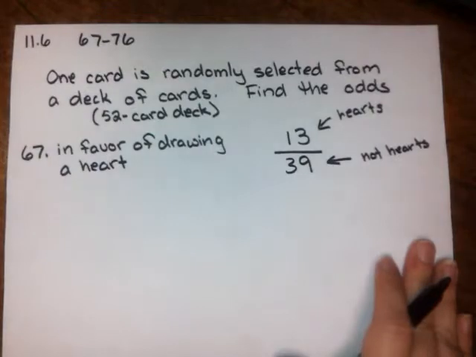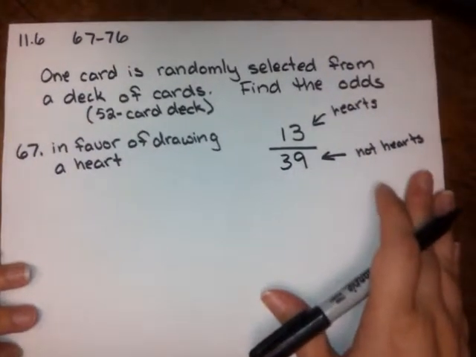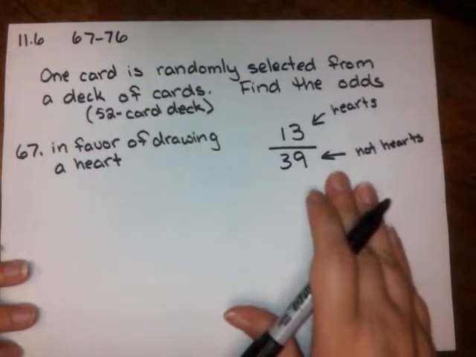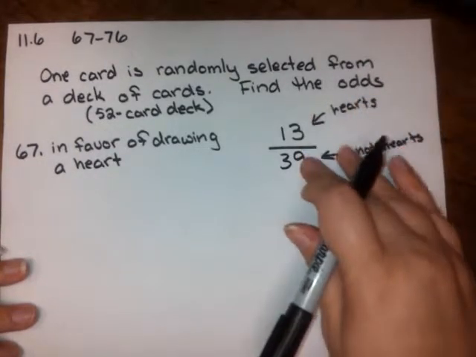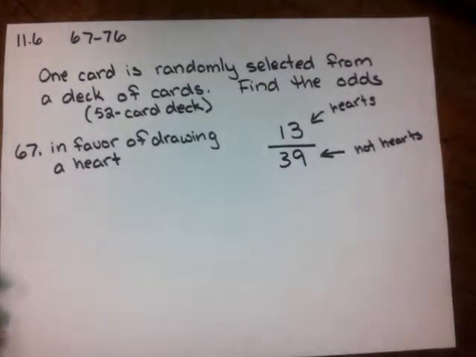So if you add together the successes and the failures, you should get all of the possible outcomes. And that's going to be important to know for some other questions in the future, but it's also a good way to check yourself. If you're doing odds from a complete deck of cards and you add the numerator and denominator together and don't get 52, you've probably done something wrong. So that's a good way to check.